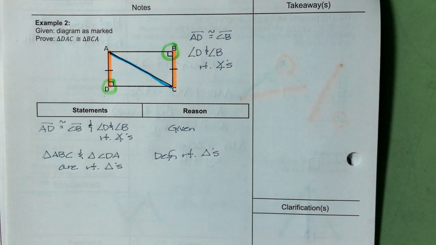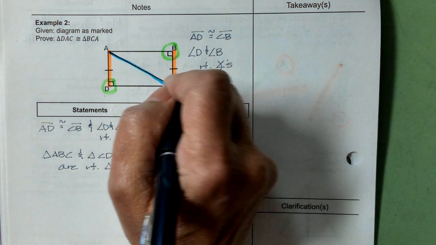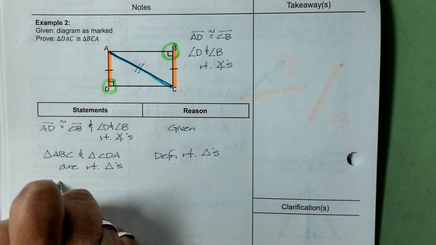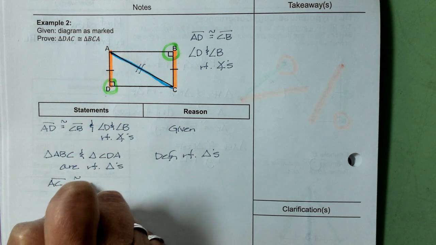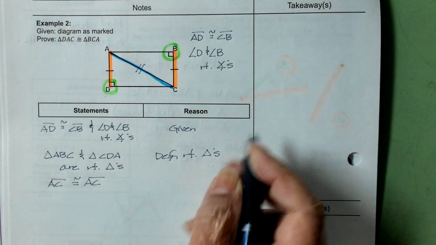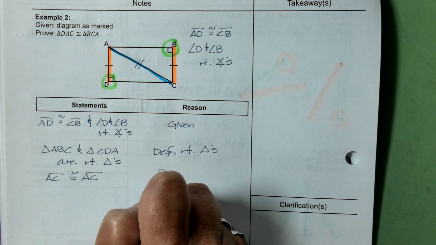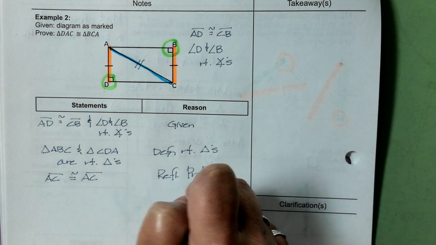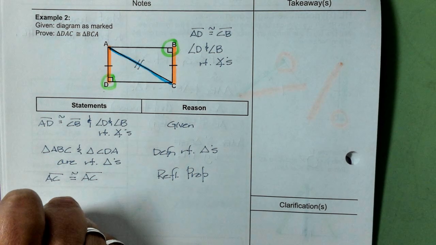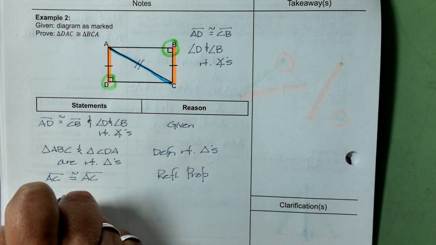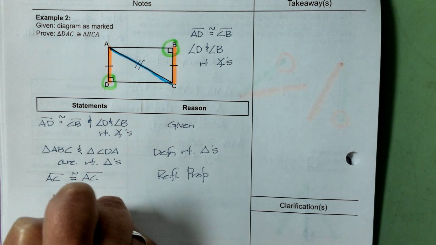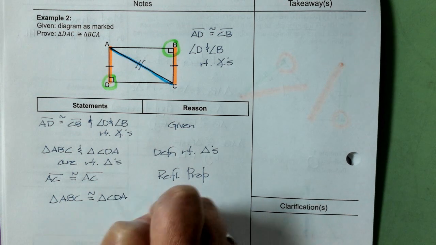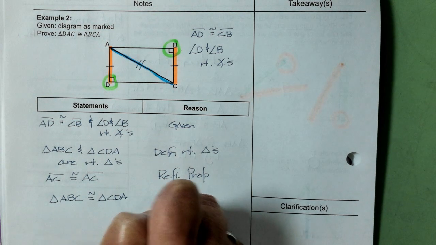Notice that we have a shared side. So we can say that AC is congruent to AC. That's the reflexive property. Therefore, triangle ABC is congruent to triangle CDA by hypotenuse leg.